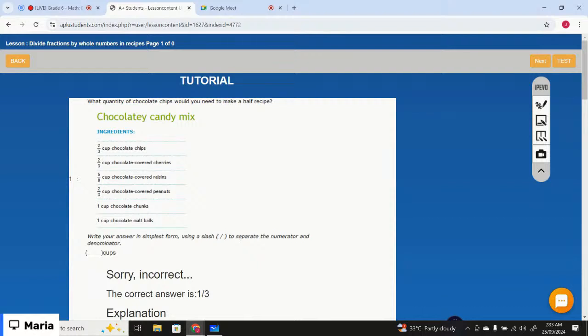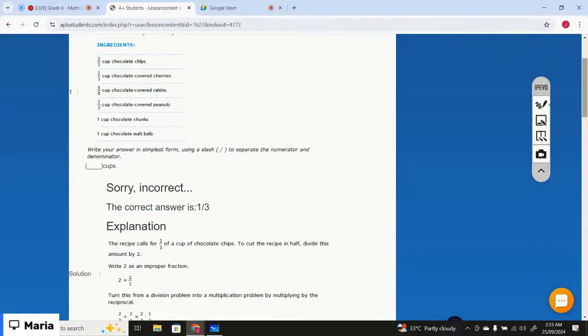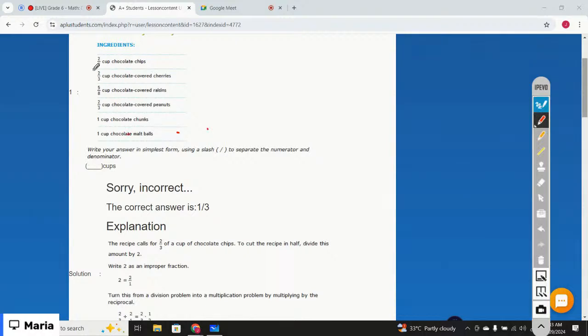What quantity of chocolate chips would you need to make a half recipe? Okay, you have to make the half recipe, right? So for this recipe, you need 2/3 cup of the chocolate chips, right? That means you need to divide that 2 by 3 by 2, right?